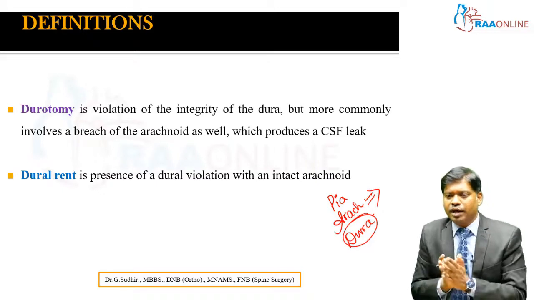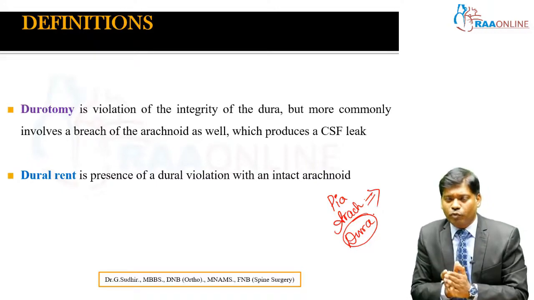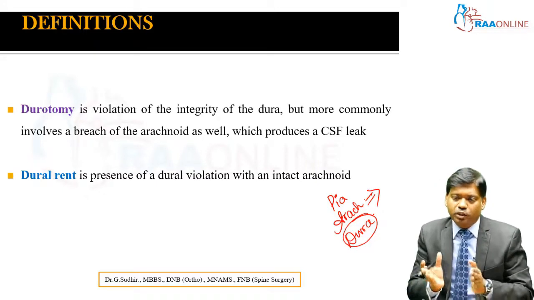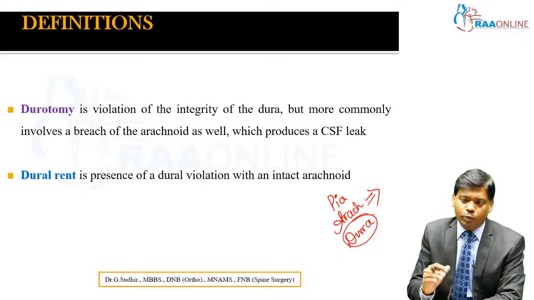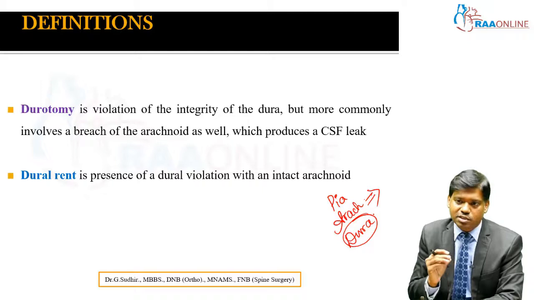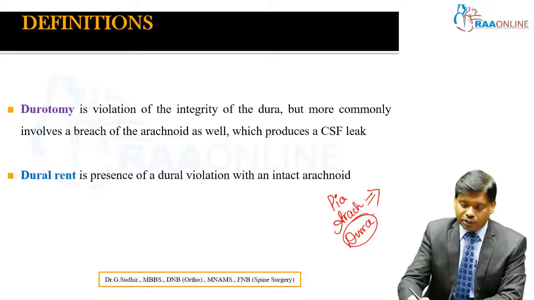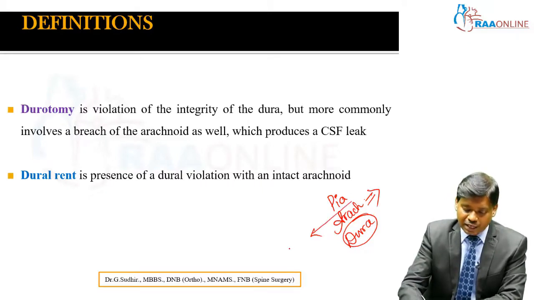And the subdural space also is not a very well formed space. Usually the arachnoid is along with the dura. So whenever there is a dural tear, it will injure the arachnoid, resulting in a CSF leak. The CSF which is present between the arachnoid and the pia mater comes out.